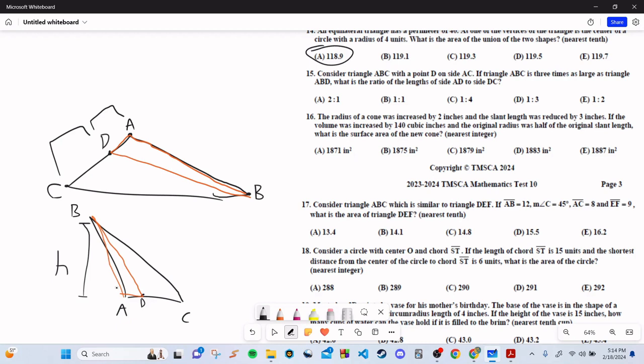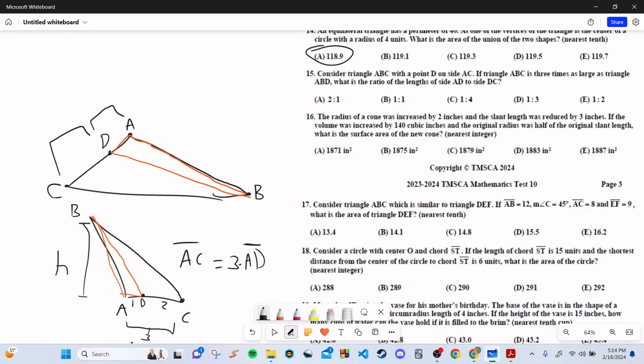So that means if the area of ABC is 3 times greater than ABD, that means side length AC has to be 3 times greater than AD, right? So that'd be like if AD is 1 and the whole length AC is 3. By consequence, that would mean DC would be like 2.